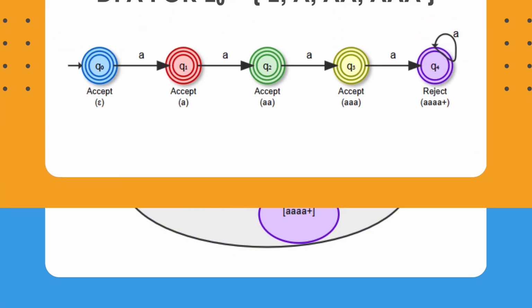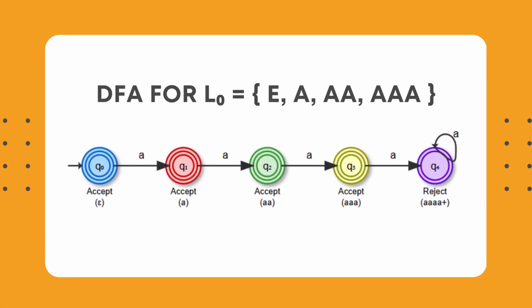We have 5 states, each representing an equivalence class. States Q0 to Q3 are accepting since the empty string, A, AA, and AAA are in L sub 0. Q4 rejects all strings of length 4 or more. Each A moves to the next state, with Q4 looping on itself for longer strings.